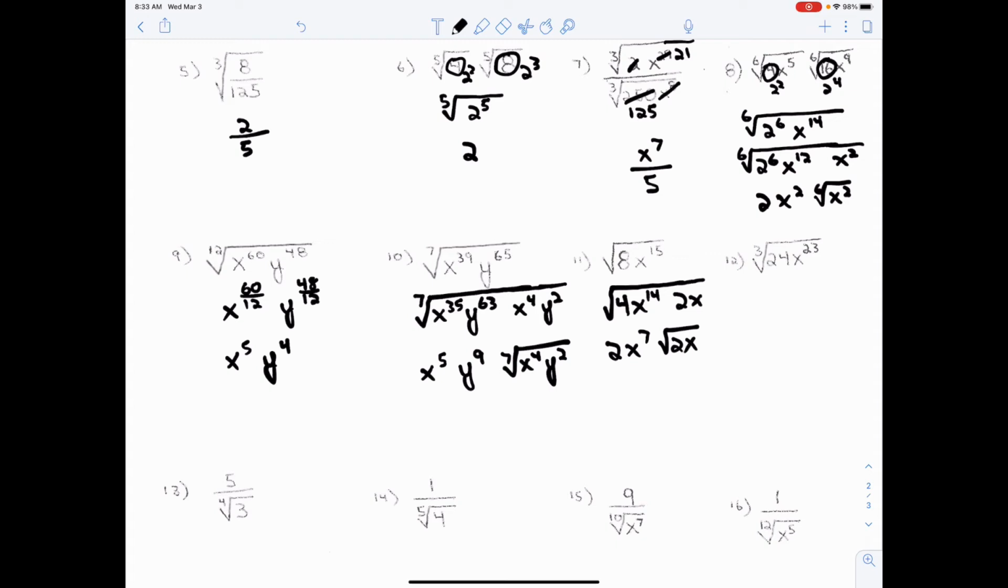Okay, the cube root of 24. Well, we can't take the cube root of 24, but we can take the cube root of 8, because 24 is 8 times 3. And we can't take the cube root of x to the 23rd, but we can take the cube root of x to the 21st with an x squared left over. So the cube root of 8 is 2. Cube root of x to the 21st is x to the 7th. And then the cube root of 3x squared is left under the radical.